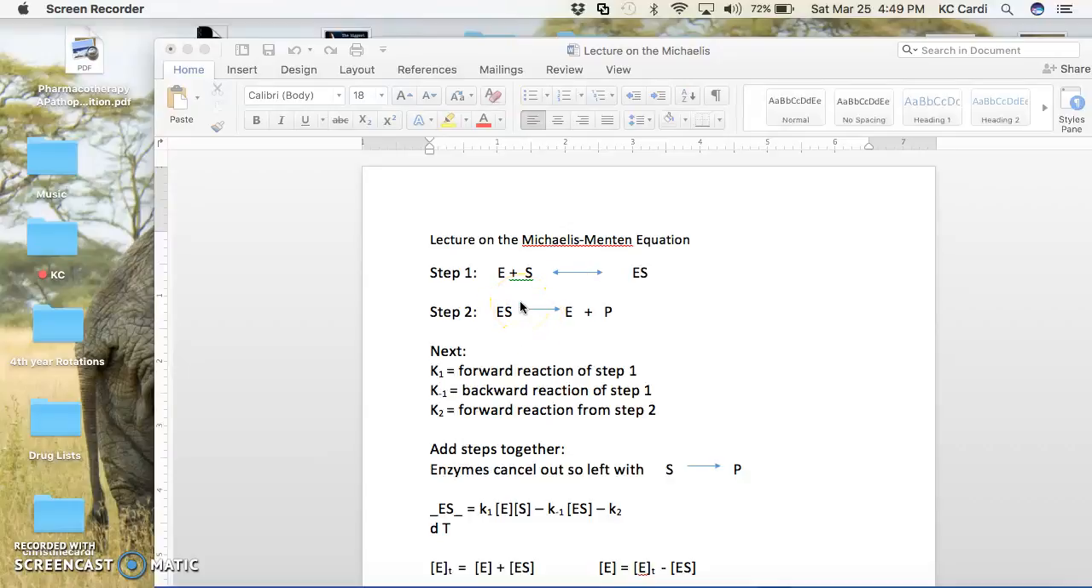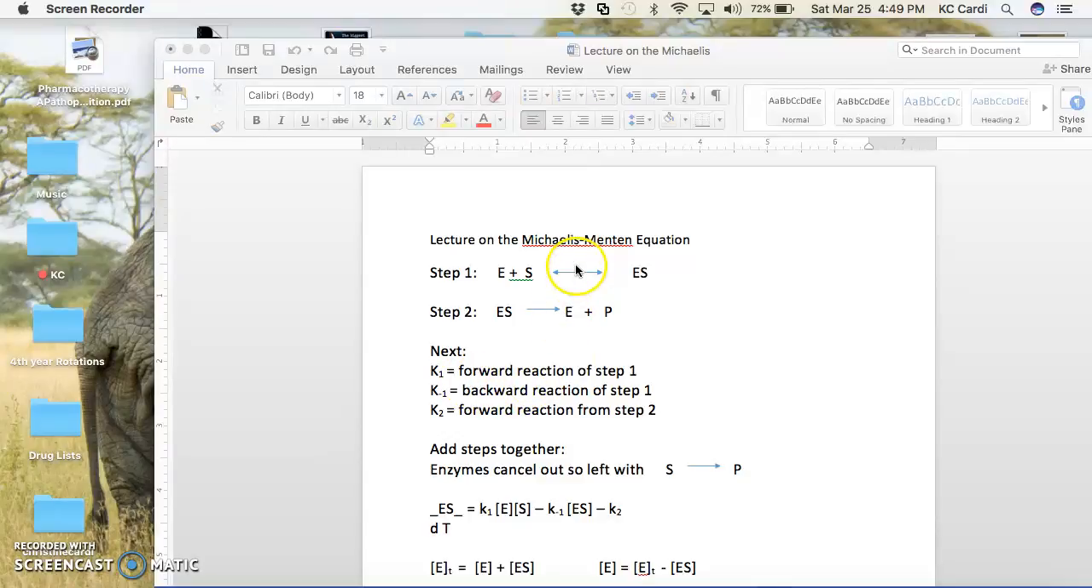Moving on to step two, the enzyme substrate breaks apart, which leaves an enzyme and a product. If you'll note here, it's only a single arrow. It goes in only one direction because not enough product is formed to make it reversible at this early stage in the process.